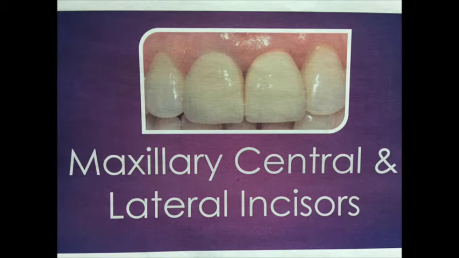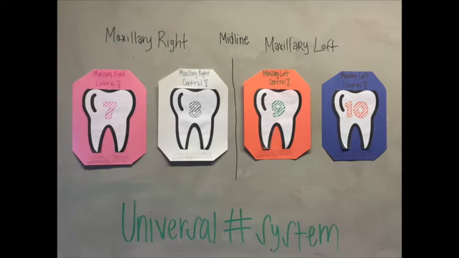Hello. Today we will be presenting to you the characteristics of maxillary central and lateral incisors. First, we're going to use the universal numbering system. This system is used by most general dentists today.